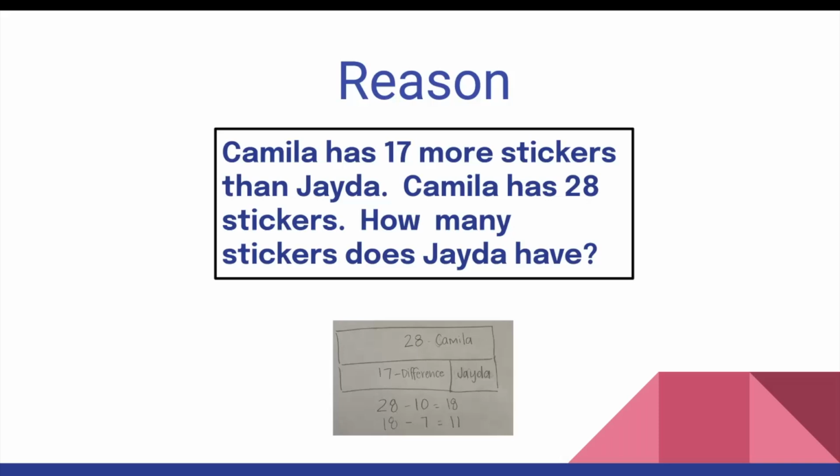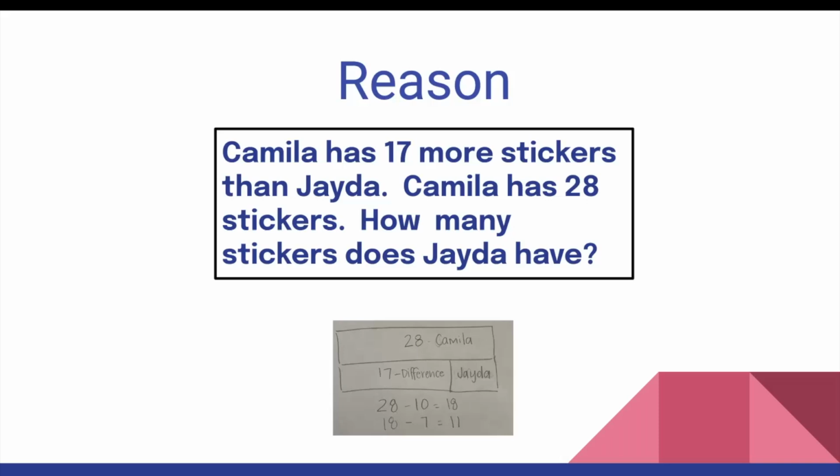Students who justify they are correct by using the opposite operation are not actually reasoning about why their answer makes sense based on the context of the problem. They are proving their computation is correct, but we need students to go further in their reasoning. What would we want to hear students say as they reason about their solution to this problem? Jada's number of stickers had to be less than Camilla's, so my number makes sense.